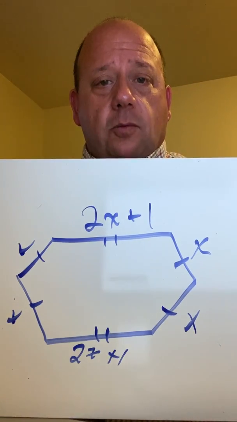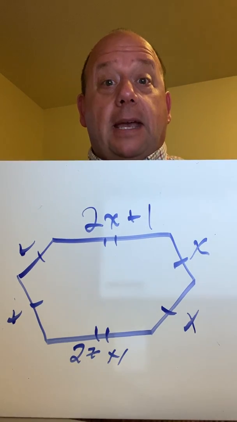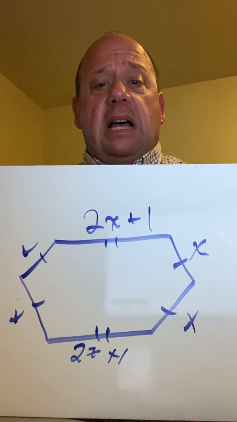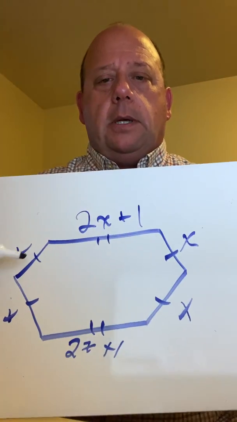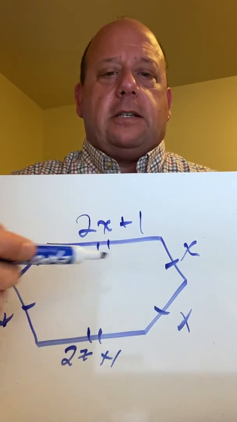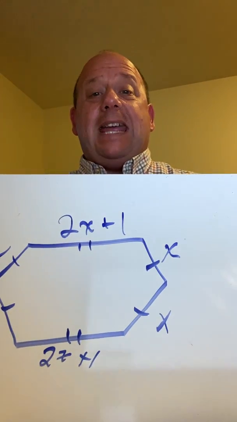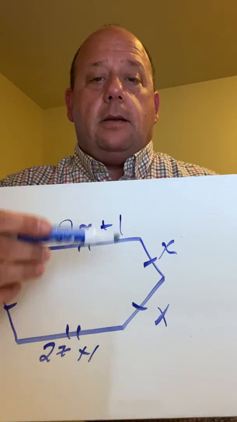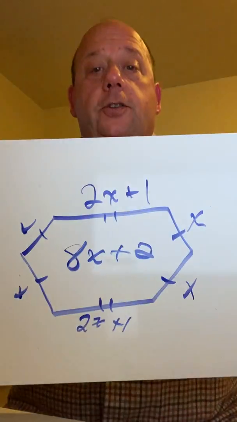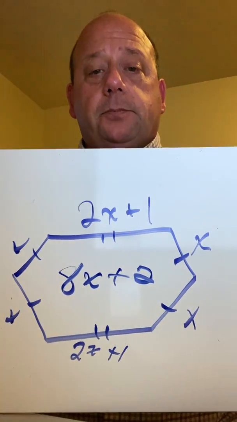Correct. The perimeter is the distance around the object. Add all the sides. Oh, there's variables. I don't know how to add them. Yeah, you do. 1x, 2x's, 3, 4x's, 5x's, 6x's, 7, 8x's. There are 8 x's and 2 from my 1's. 8x plus 2. There we go. There's our perimeter, 8x plus 2.